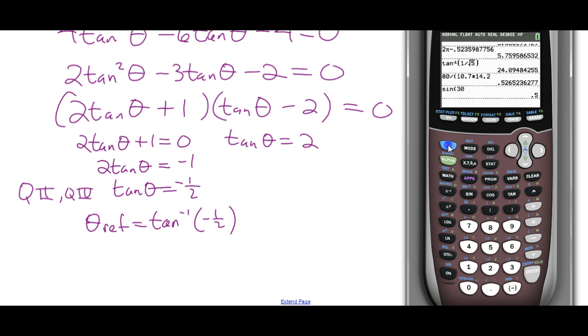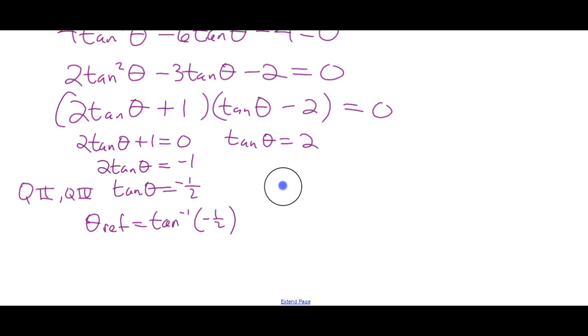Okay, so tan inverse of negative 1 divided by 2. Don't do that. We do positive.